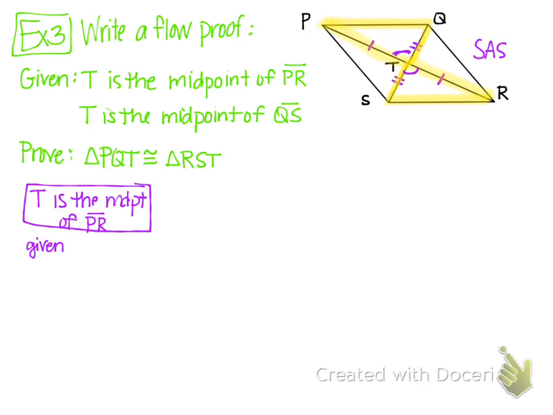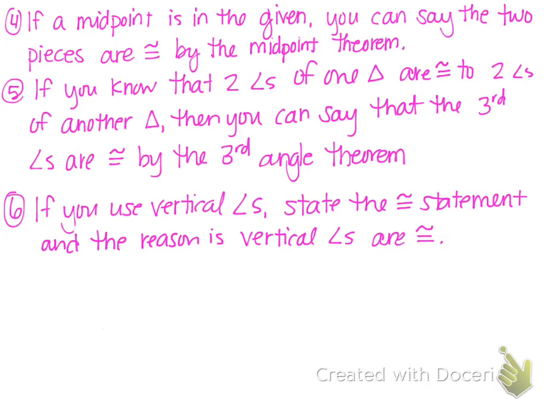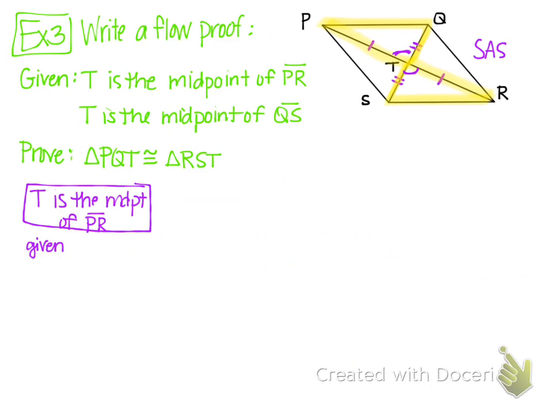Now, I'm going to go ahead and write what we got from the fact that this was a midpoint. So let's go back to our tips for just a moment. It says, number 4, if a midpoint is given, then you can say that the two pieces are congruent, and your reason is the midpoint theorem. So because we said that T was the midpoint of PR, we could say that PT was congruent to TR.